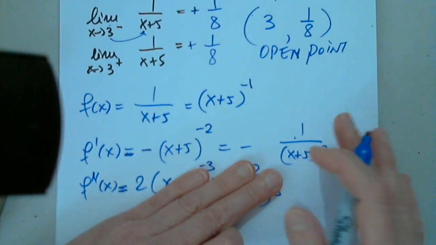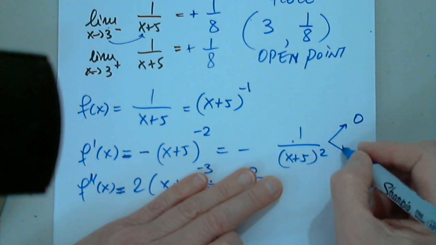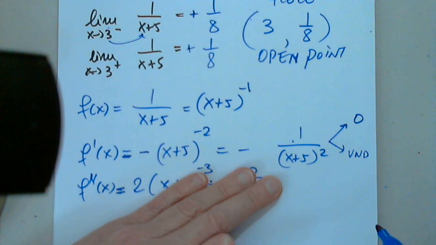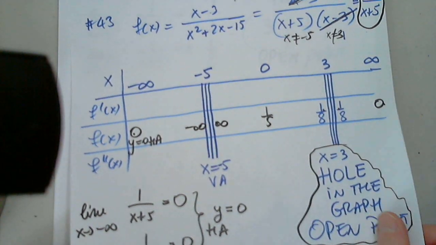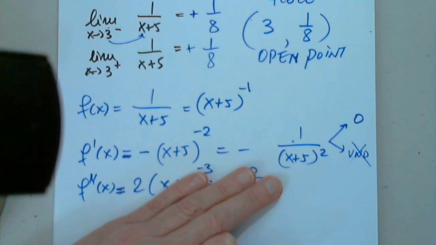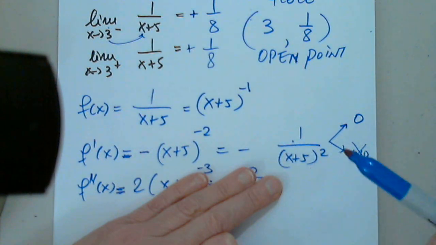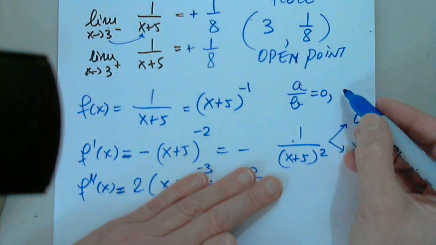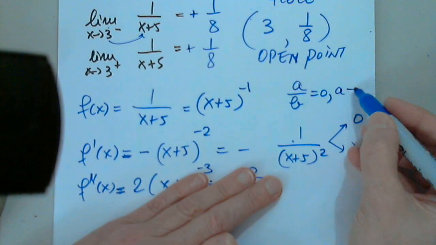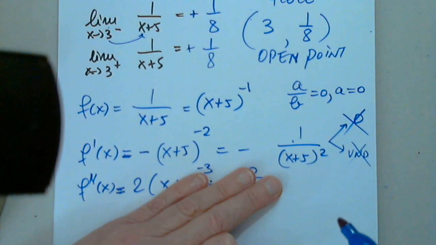Good. So let's look at this. 0 or undefined? You can say, yes, it's undefined at -5. There is no need because the function is undefined. So that will not be a critical number. Can this be 0? Remember what we said. A divided by b is 0 only when? Very good. Can the top be 0? No. So there are no critical numbers.